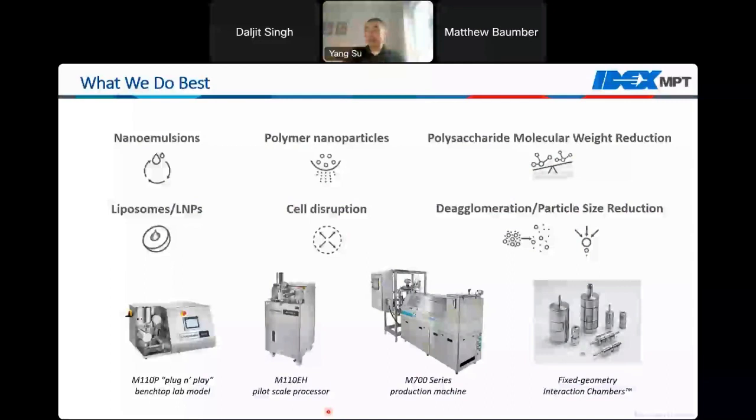This is a quick summary of some of the applications where the technology works very well. It ranges from liquid-liquid systems, including emulsions, liposomes, polymer nanoparticles, and lipid nanoparticles, all the way to dispersions such as cell disruption, deagglomeration, and particle size reduction, which are all good applications for our technology. As I mentioned, we have systems that cover the entire range from R&D to pilot and production, all using our unique interaction chamber designs.